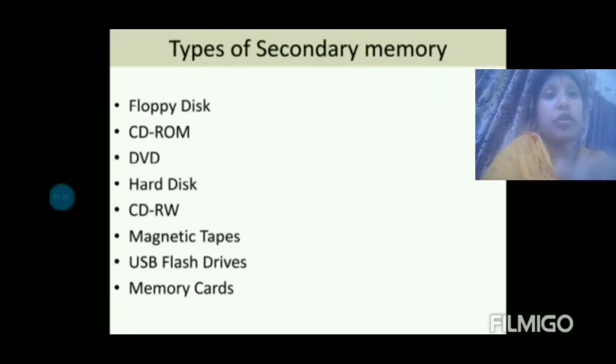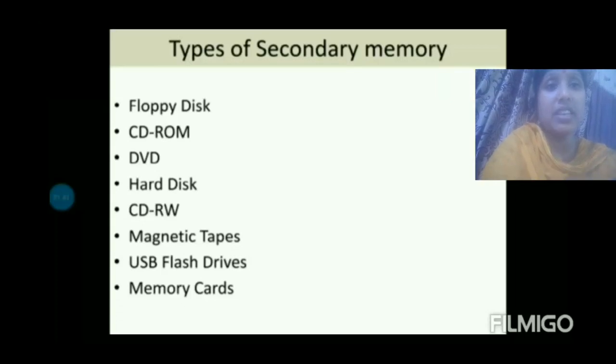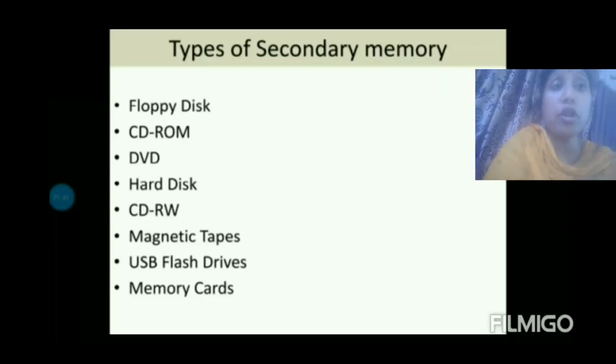Right? Now, the types of memory over here: floppy disk, CD-ROM, DVD, hard disk, CDRW, magnetic tape, USB flash drive, memory card. All these are examples of secondary memory. Flash drives mean pen drives, children. Okay. All these topics we will also discuss in a coming video.